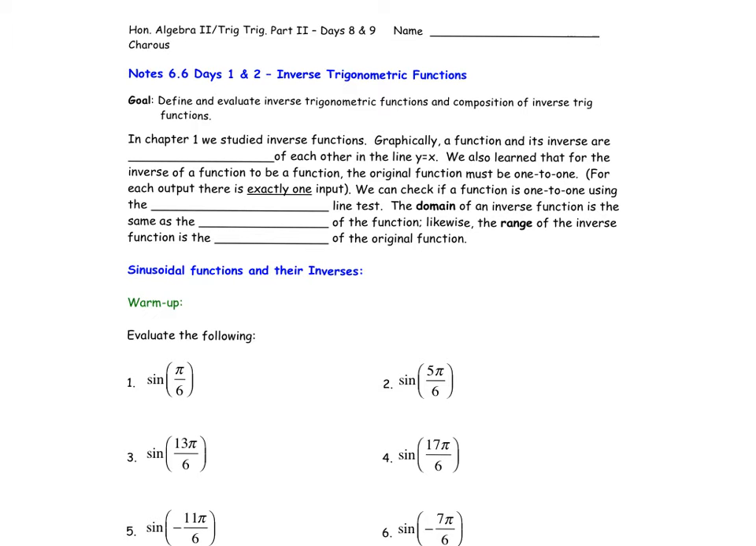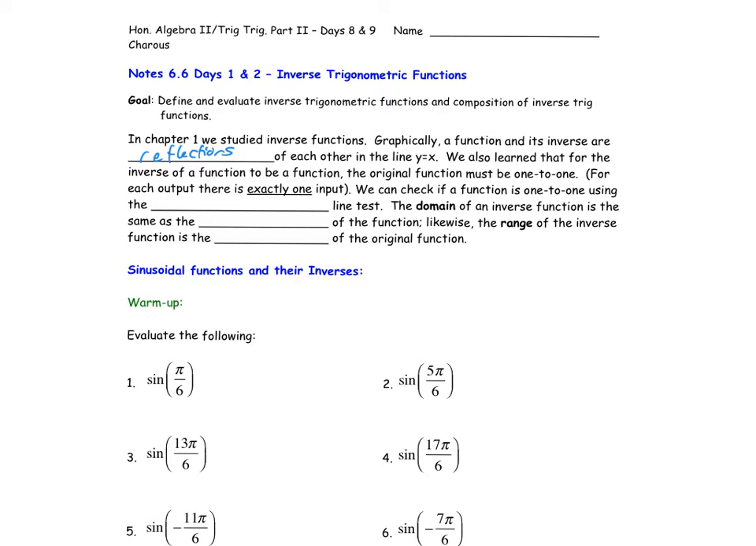In Note 6.6, we're going to learn about inverse trigonometric functions. Previously in the year, we studied inverse functions, so I'm going to review a few of those ideas now. Graphically, a function and its inverse are reflections of each other in the line y equals x. And remember, an inverse function undoes another function.